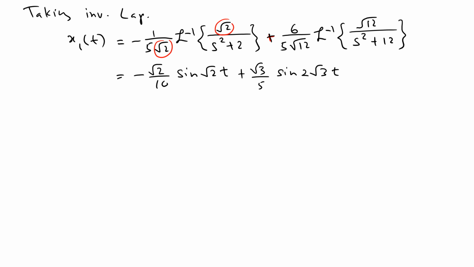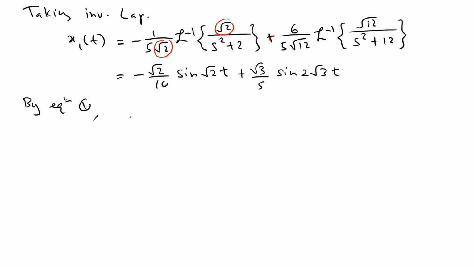Now what you can do, if you want, is again try to remove x1 and then solve for x2. That's one way. Or since we already found the Laplace transform of x1, you can substitute that into one of those equations. So let's do that. By equation 1 we have the Laplace transform.